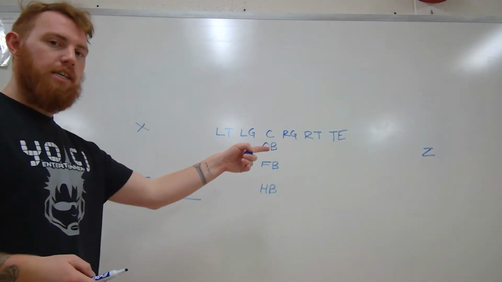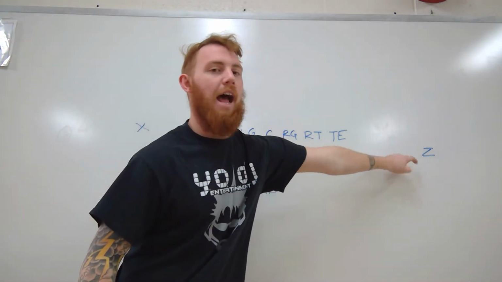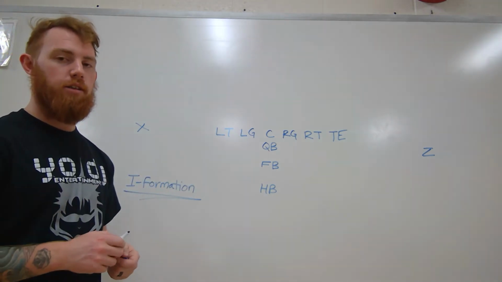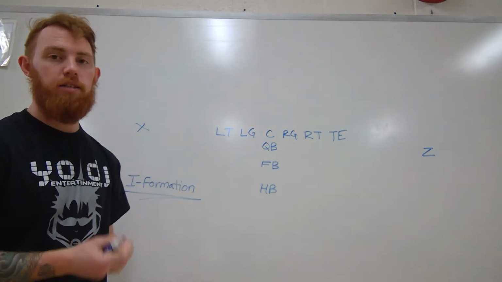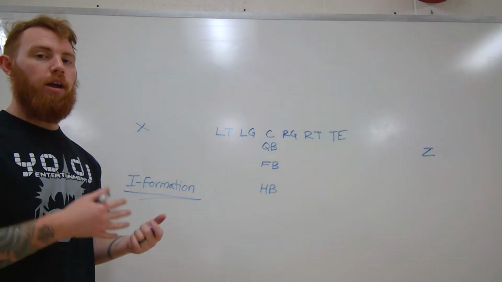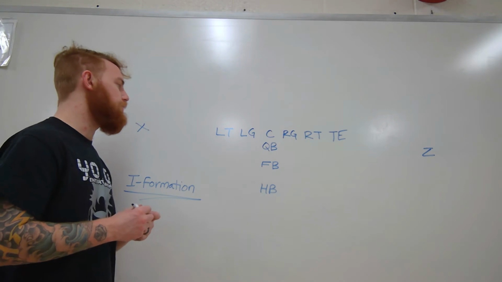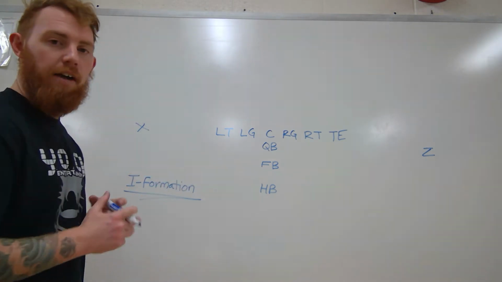Now I highlighted the Z over here last because, as you can see, he's a step back from the rest of the line of scrimmage, because he would be our 8th player and that would be illegal. So we have our Z off of the line of scrimmage. But this is the basic I formation.